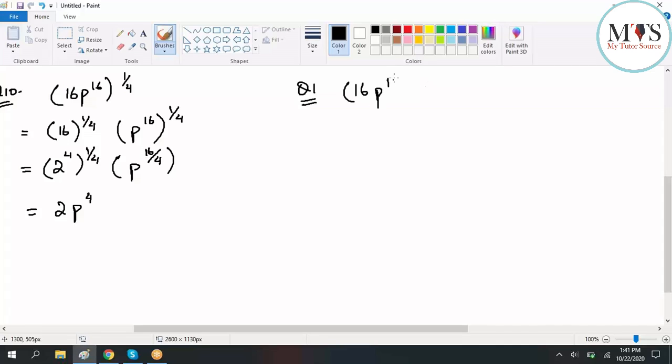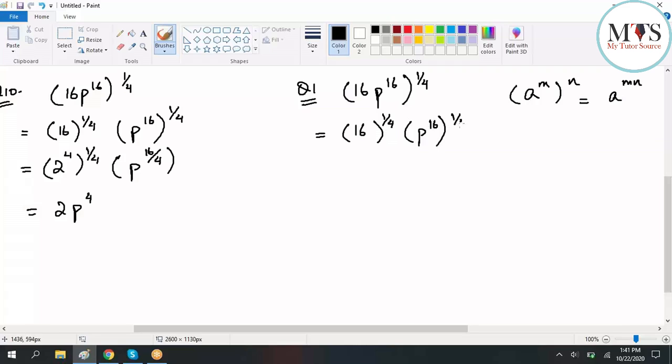16 to the power of 4... Now, if you remember the rule, (a^m)^n, we used to expand this as a^(mn), right? Yeah. So we're doing the same over here. But what I'm doing first is separating the coefficient and the variable: 16 to the power of 1/4 and (p^16) whole power 1/4.